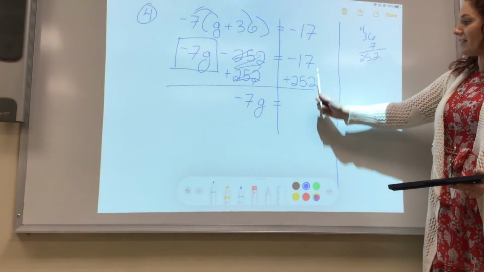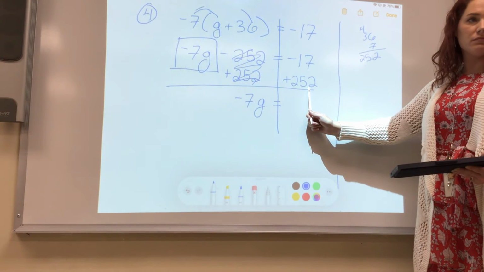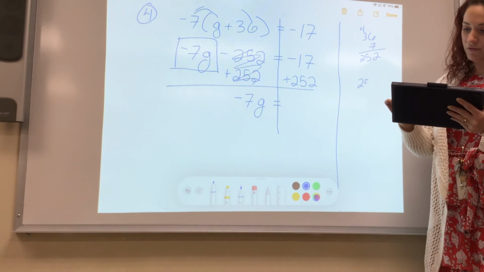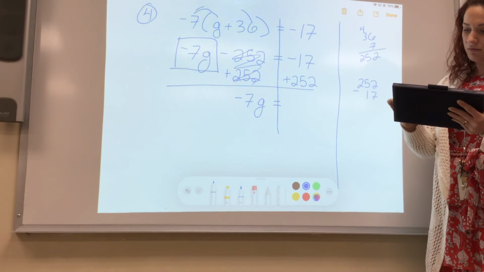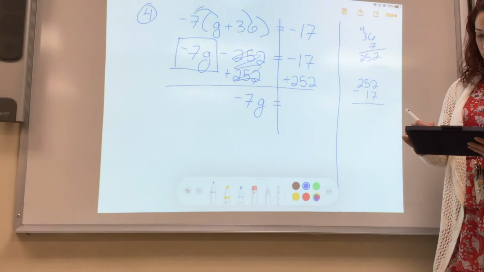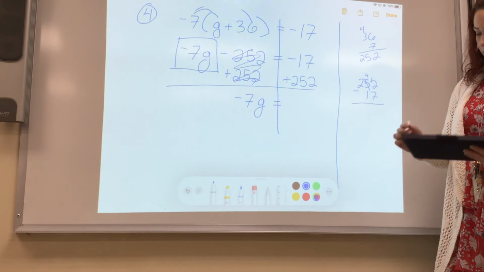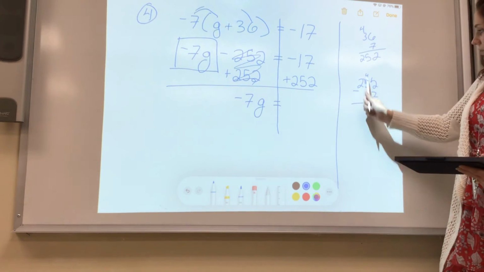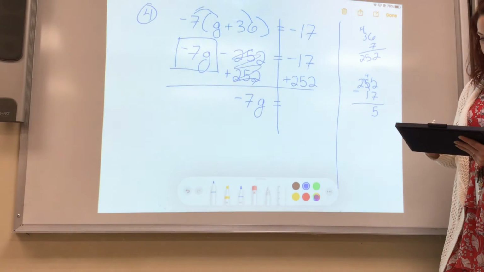So am I going to add 17 and 252, or am I going to subtract them? Subtract them because I've got one of those negatives up there. So off to the side, we'll do 252 subtract 17. We'll have to borrow. 12 minus 7 is 5. 3, and 2.